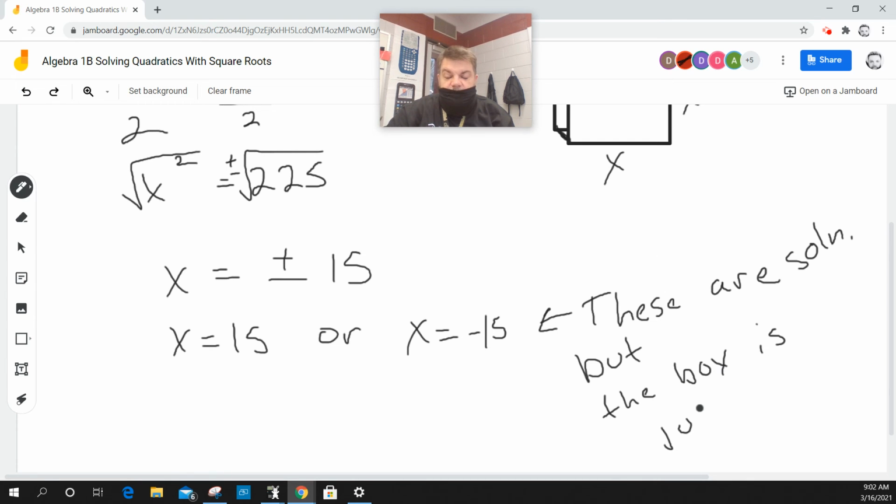And that happens sometimes. So in the real world, negative 15 is what we would call an extraneous value, right? It's a mathematical value that theoretically is possible. One would argue that you can measure the distance from one side to the other side as being negative 15. 15 is the answer, okay?